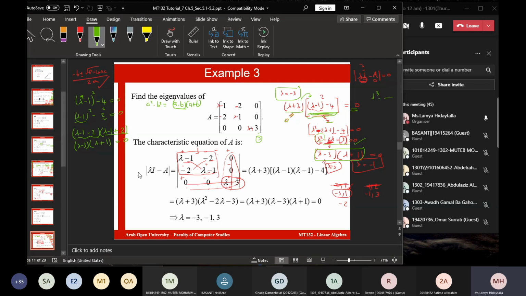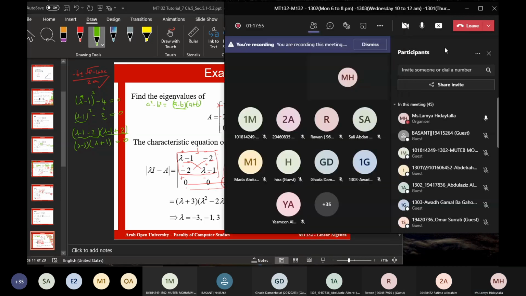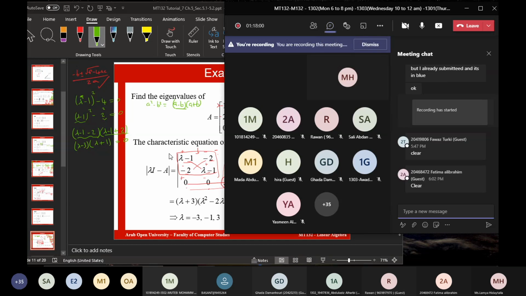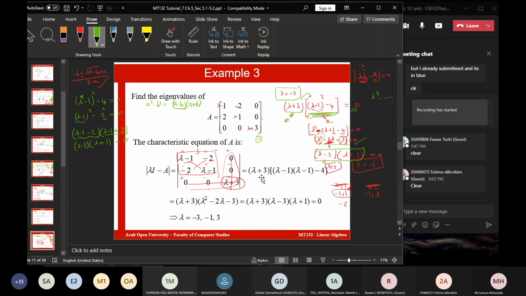Anyway, I believe all of us are familiar with how we can solve this kind of thing. Here our main goal is how to find the eigenvalues and the eigenvectors, but the algebra, I believe all of us should know, or we're familiar with that. Any question for now? Any question? Well, it's clear. For any matrix, I can find the eigenvalues, and after that we can find the eigenvectors.